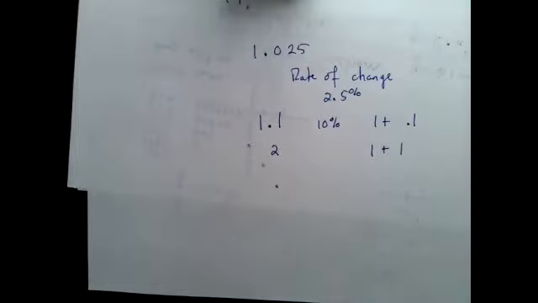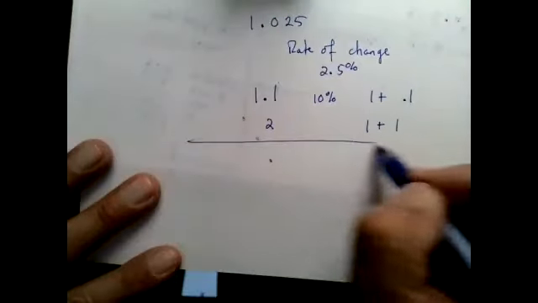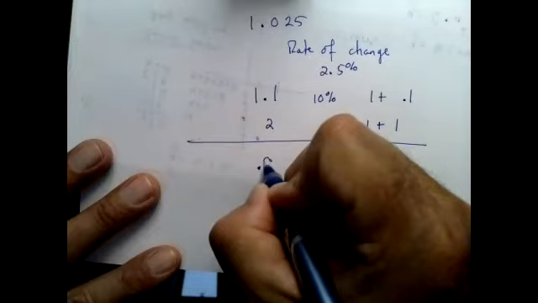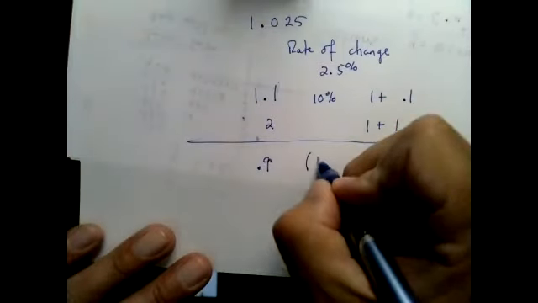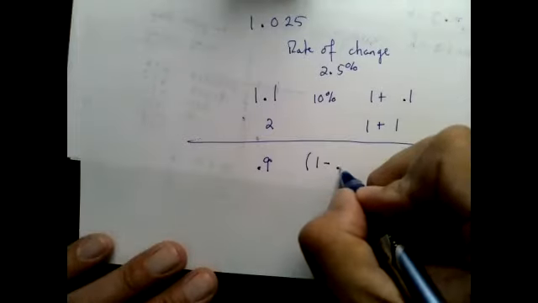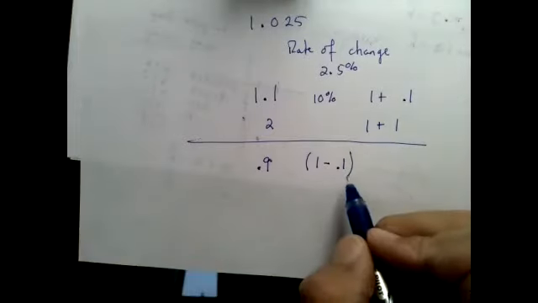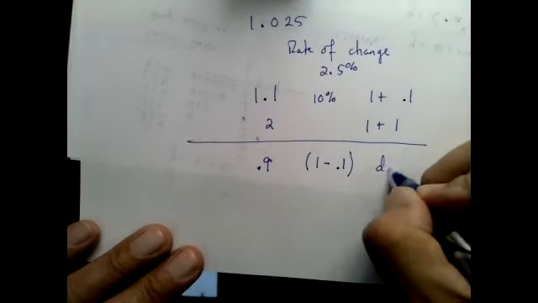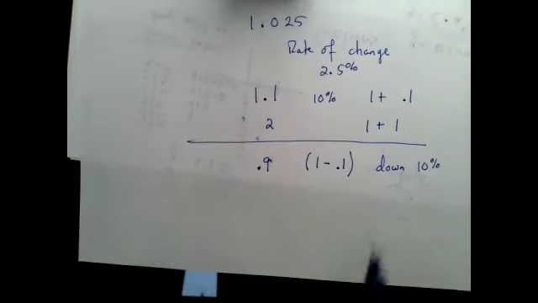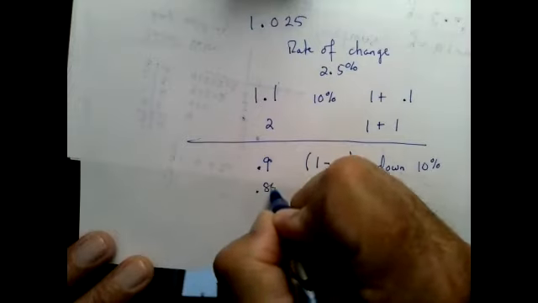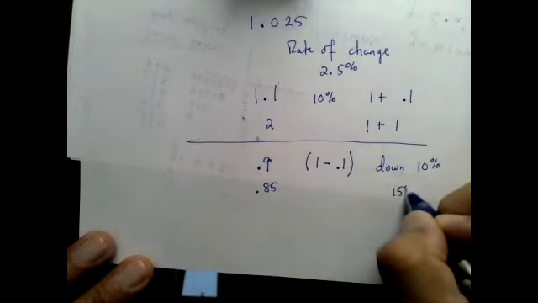Kind of idea. I know this is a lot real fast. What if I went the other way? What if I had 0.9? Well, wait a minute. That's not plus. That's 1 minus 0.1. I'm going down 10%. It's decreasing. 0.85. It's down 15%.